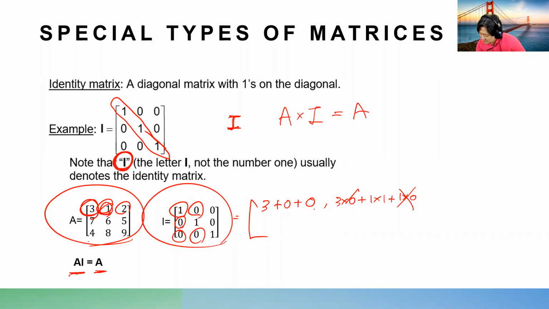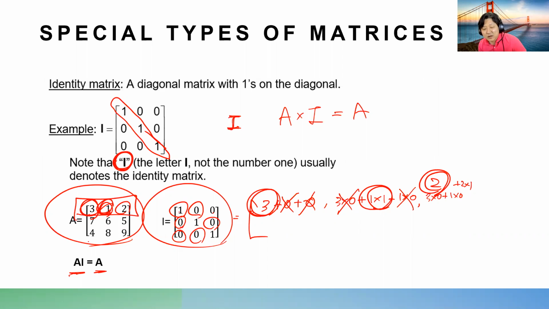0, 0, 0, 0, right? This is a 3, this is 1. And also if you do the 3 times 0 plus 1 times 0 plus 2 times 1 is 2. So it's still 3, 1, 2, right? So if you multiply any matrix by identity matrix, it returns itself. Okay, this is identity matrix.